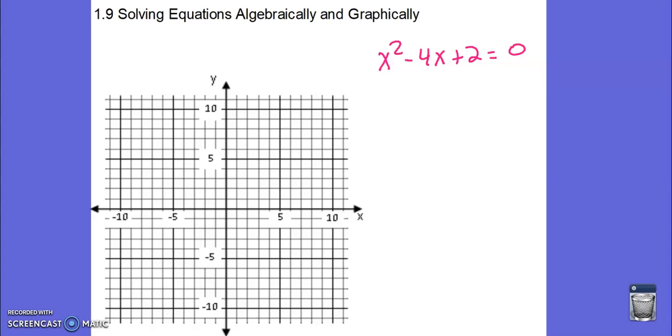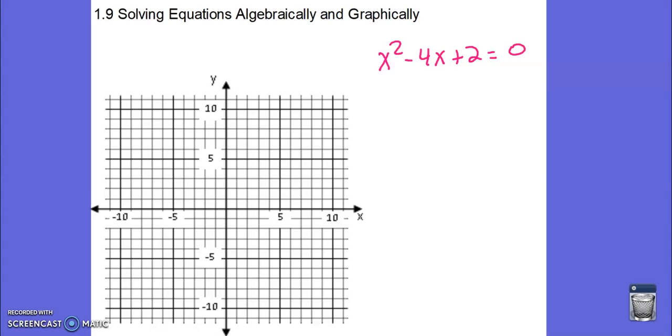All right, this is 1.9, solving equations algebraically and graphically. First of all, solving it algebraically, we've gone over how to solve quadratic equations using completing the square, quadratic formula, factoring, and the square root method. We've gone over how to do that, so that's not necessarily going to be covered in this video.